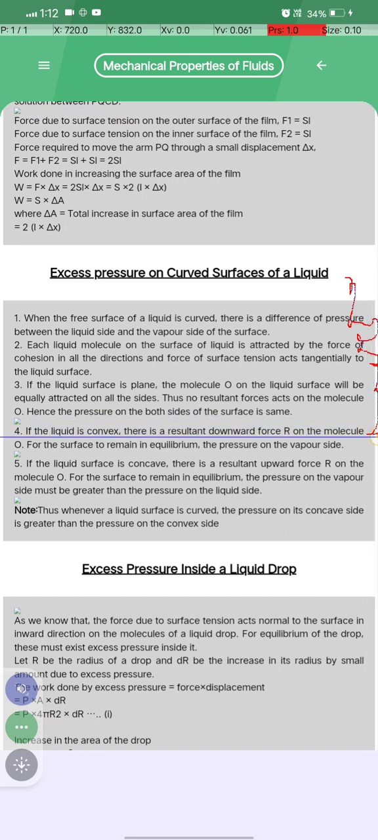If the liquid surface is convex, there is a resultant downward force R on the molecules, and for the surface to remain in equilibrium, the pressure on the vapor side must be less than the pressure on the liquid side. If the liquid surface is concave, there is a resultant upward force R on the molecules. For the surface to remain in equilibrium, the pressure on the vapor side must be greater than the pressure on the liquid side. Thus, whenever a liquid surface is curved, the pressure on its concave side is greater than the pressure on the convex side.